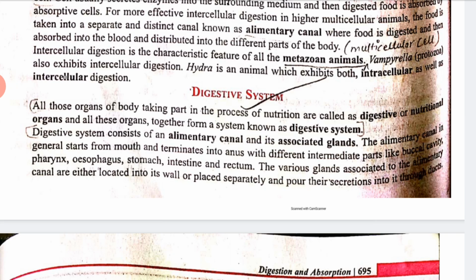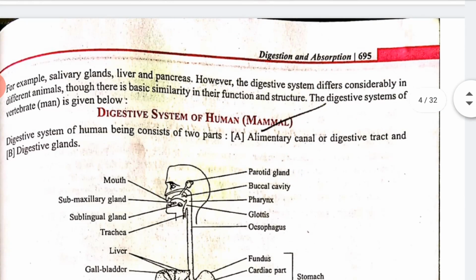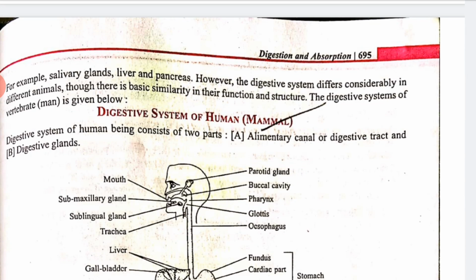There are different intermediate parts like buccal cavity, pharynx, esophagus, stomach, and intestine. All the various glands associated with the alimentary canal are either located in its wall or placed separately, and pour their secretion through a duct. For example, we have the salivary gland, liver and pancreas. However, the digestive system differs considerably in different animals, though there is a basic similarity in function and structure.